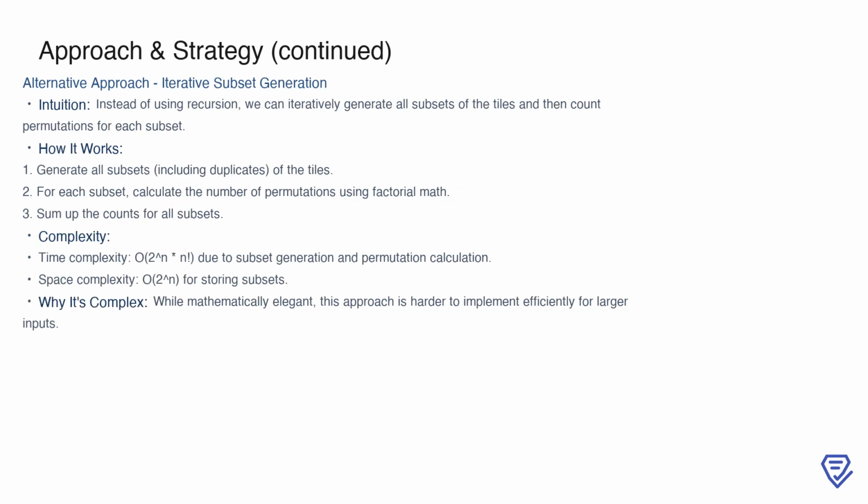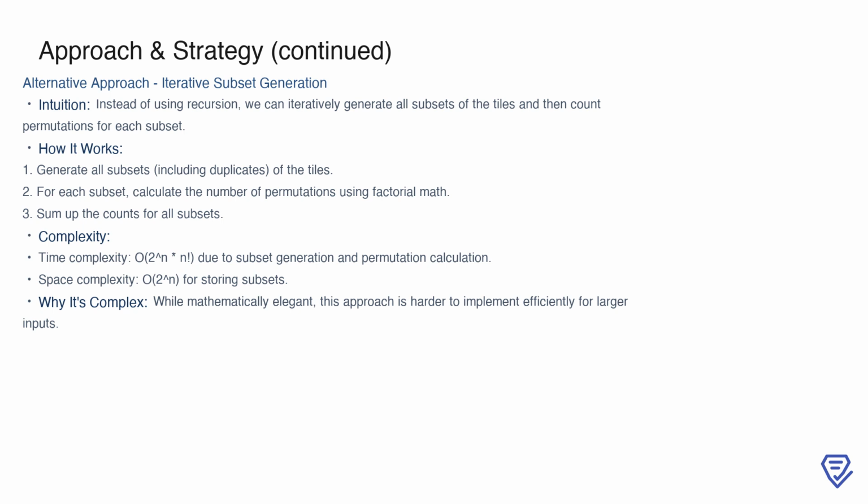Another possible strategy is iterative subset generation. Here, the idea is to generate all subsets of the tiles, including duplicates, and then calculate the number of permutations for each subset. This approach avoids recursion by using a mathematical formula based on factorials to compute the permutations. However, its complexity lies in the subset generation, which has a time complexity of O(2^n), and in calculating permutations for each subset, which adds an O(n) factor. The space complexity is also higher, at O(2^n), because we need to store all generated subsets.